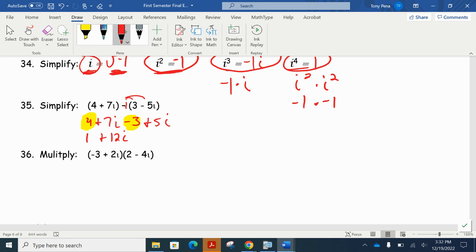36. Now we're multiplying. So we've done this a few times with non-imaginary numbers earlier in the review. You're going to do -3 times 2 is a -6. -3 times a -4 is a +12. And then with that i, I'm going to do 2i times 2, so 4i. And then a 2i times a -4i is a -8i squared.